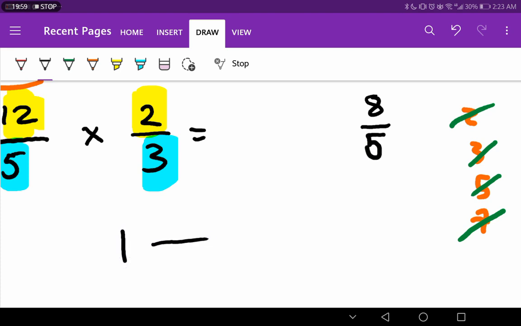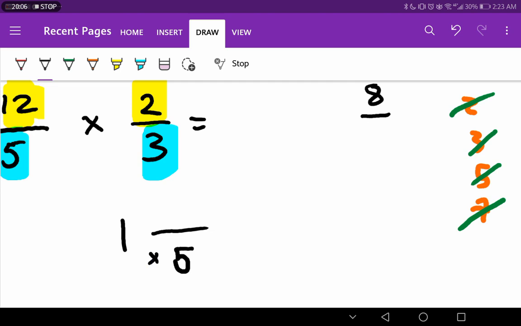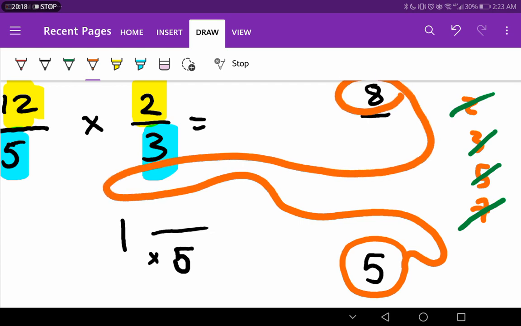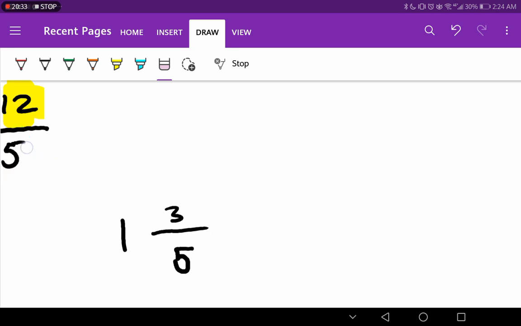And I draw this line and copy this guy here and do the multiplication and say 5 multiply 1 equal 5. How many steps I need from the 5 to what? Yes, the 8. I need 3 steps, so write 3 here. We are done. It is 1 and 3 over 5. Okay, my dear student, this is the answer.